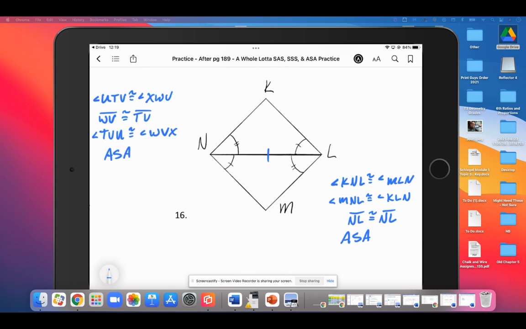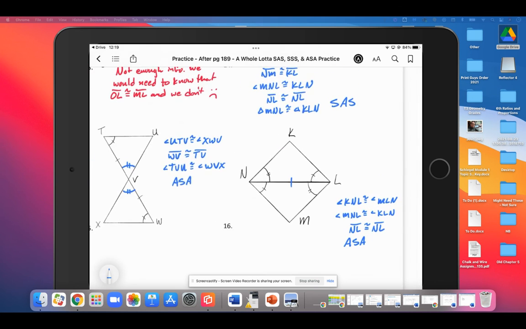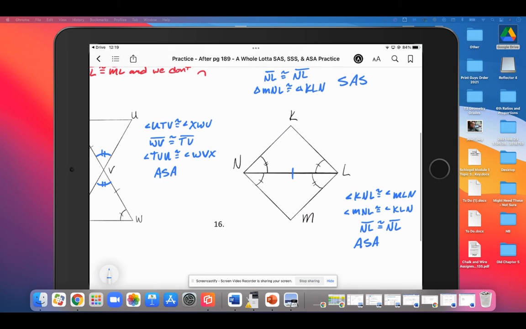And I should make a statement about the triangle congruence. I forgot to do it for both number 15 and 16. I'm going to do that and put it up on the answer key as the PDF, but I'm not going to do that for the video.